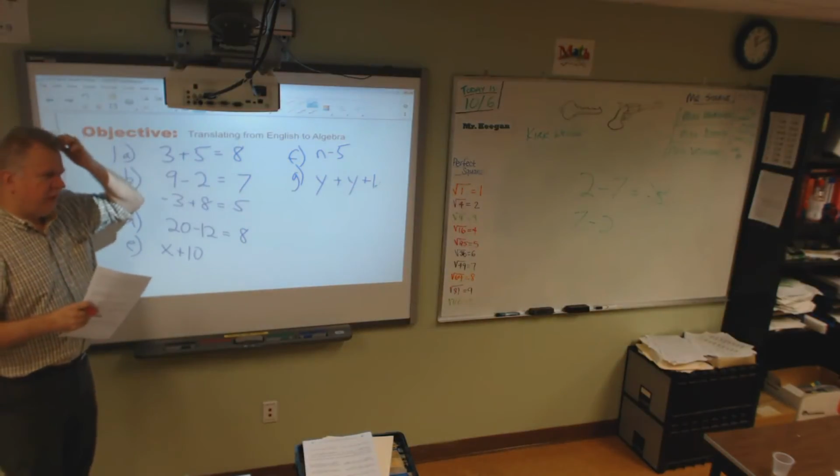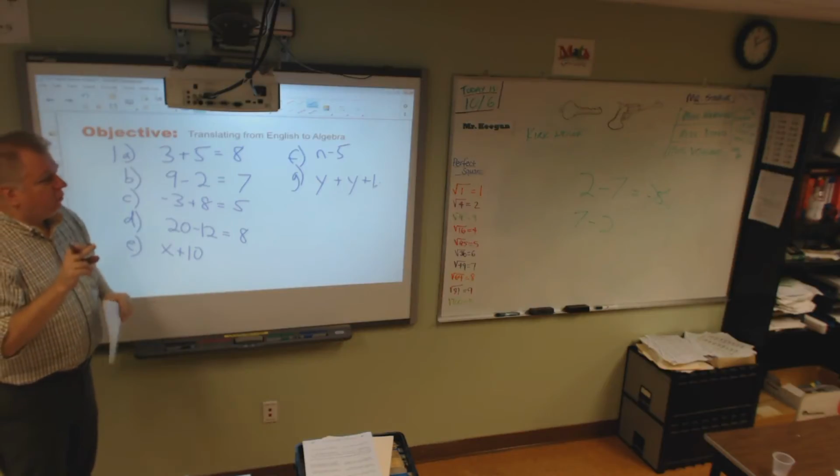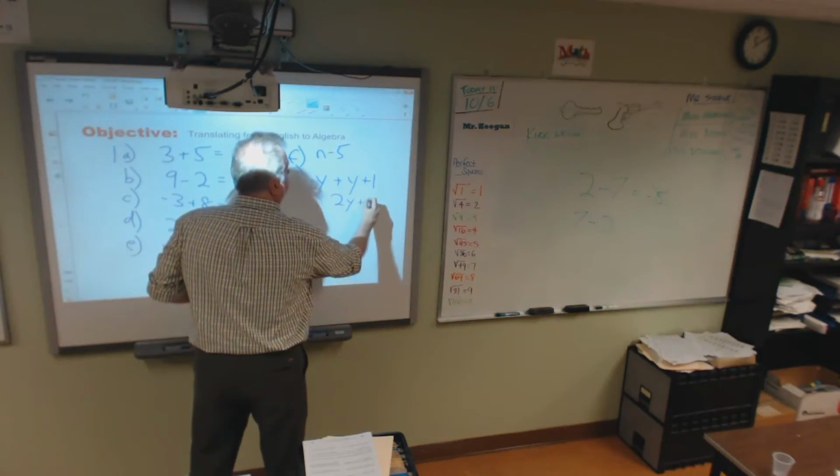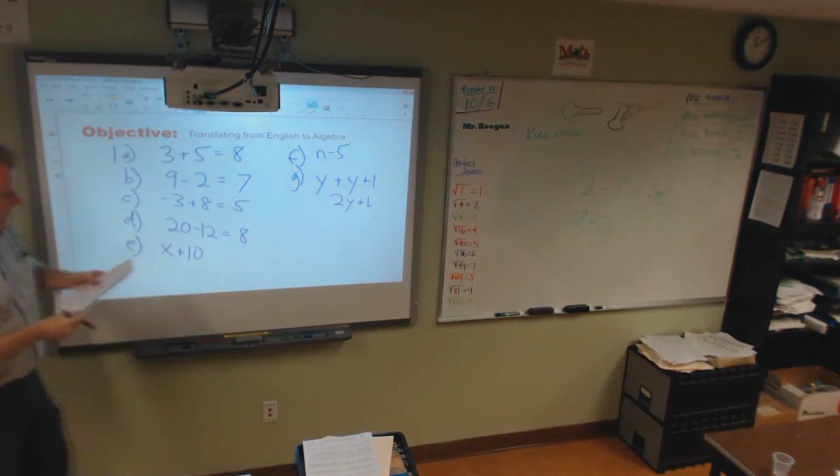If we wanted to simplify that now, how can we simplify that? Not Y squared, 2Y. 1Y plus 1Y is 2Y. So you could say it's 2Y plus 1, okay? Good.